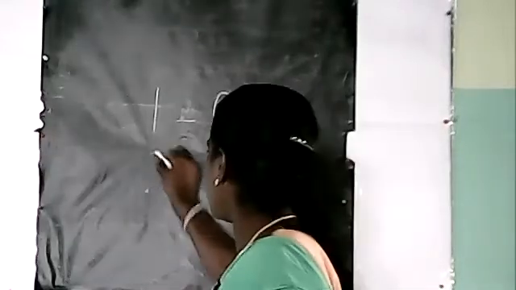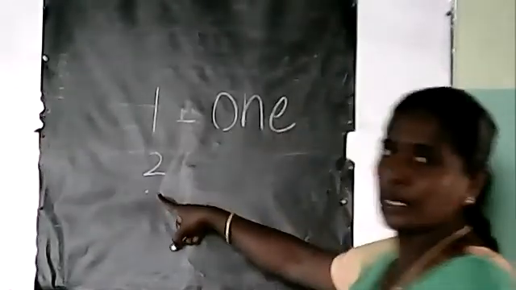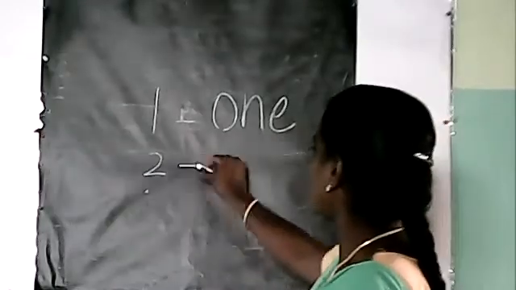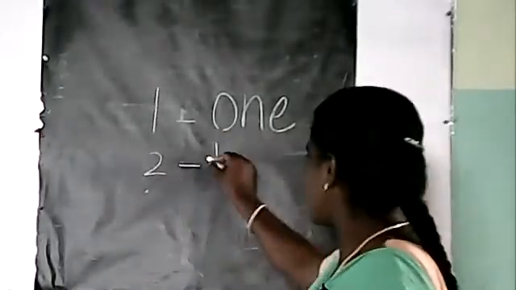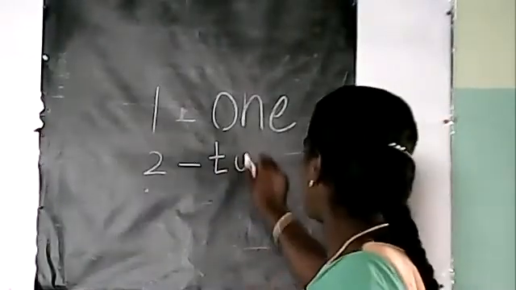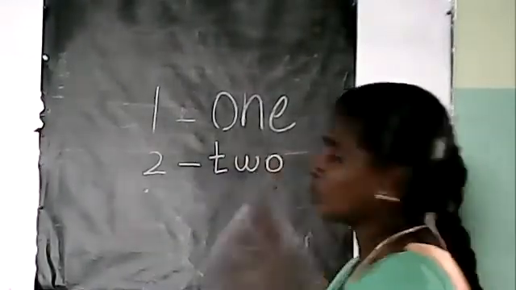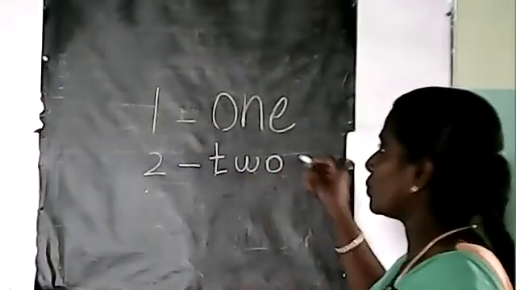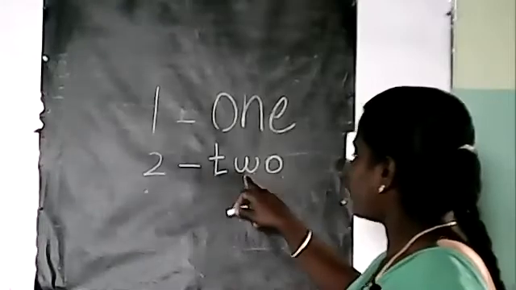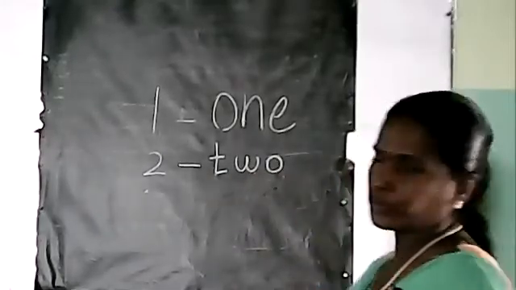Now today, what is this number? Tell me what is this number? 2. So today we are going to learn the number name for 2. T-W-O, 2.